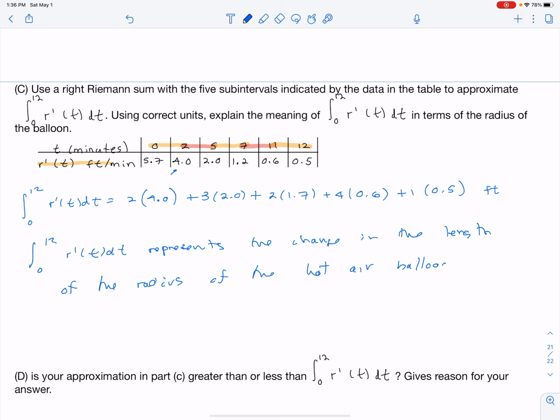Now remember, you also have to say over what time interval, or we can say from time t equals 0 to time t equals 12. Okay? So I do want to remind you, when you're discussing what a definite integral means, you have to include the limits of integration in your description.